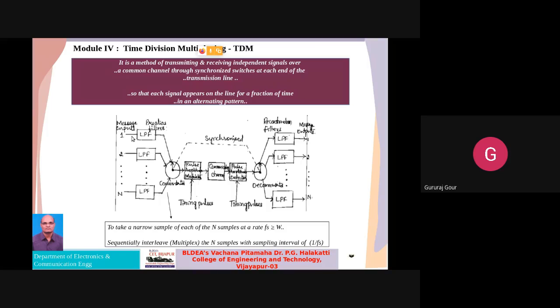Again, each of the individual message signals will first be passed through low pass filters, known as pre-alias filters. These low pass filters ensure that each of the message signals, which we already said are independent, is band limited and does not overlap with the others. That is the job of these low pass filters, which also take care of the aliasing effect. So each of the n signals should not overlap.